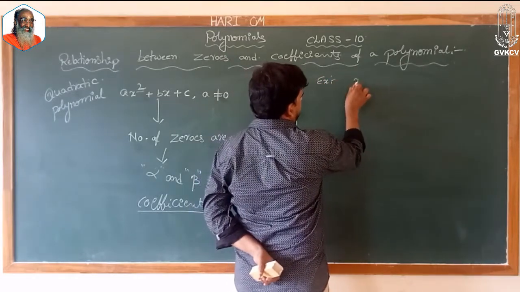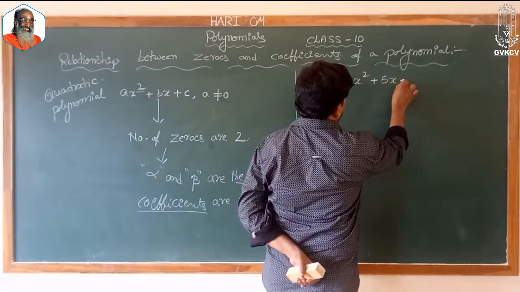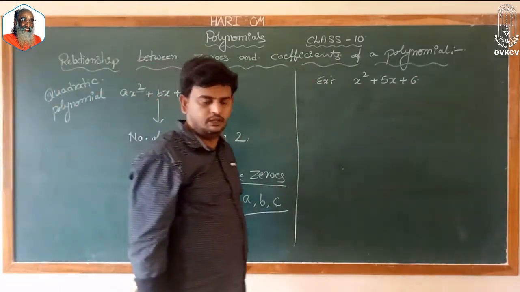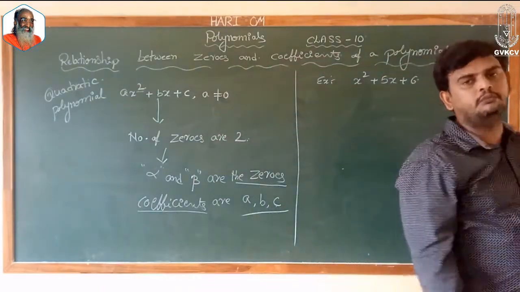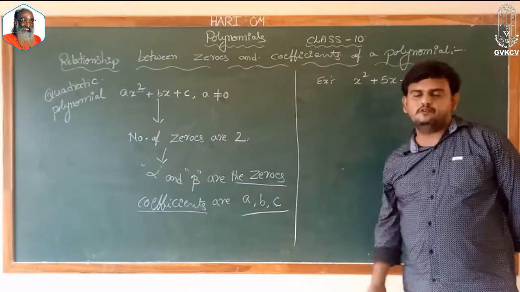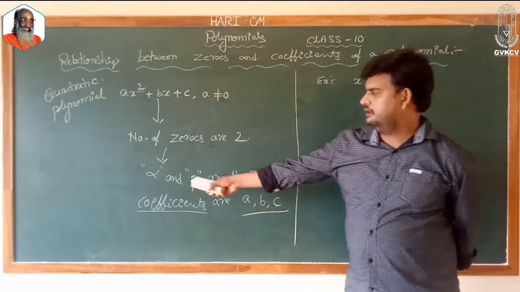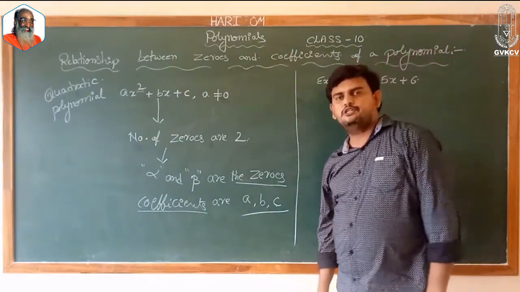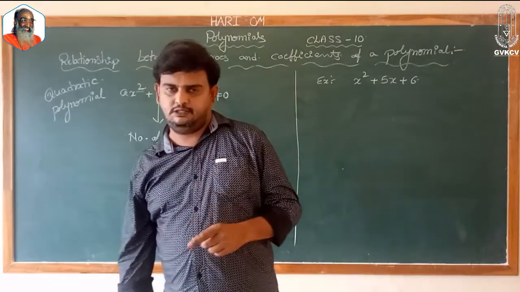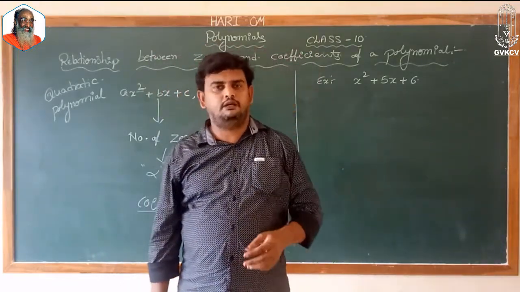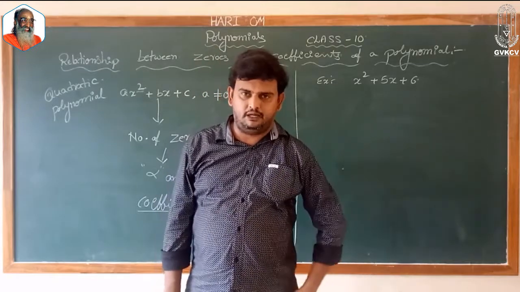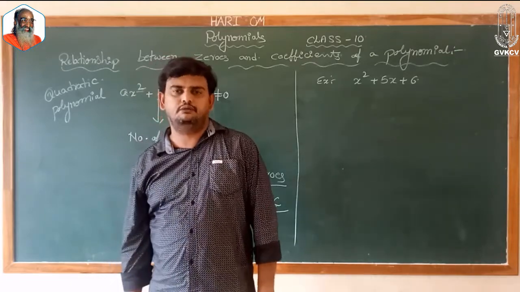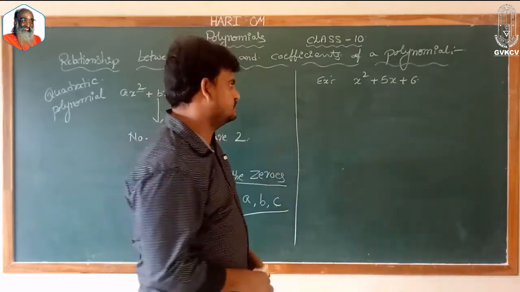Let us say one quadratic polynomial, x square plus 5x plus 6. It is a quadratic polynomial. Now for this polynomial, I want to find the zeros, alpha and beta. We can find the zeros by using two methods. First method, using the factor theorem. Second method, using factorization. Because it is a second degree polynomial, I can go for factorization. Let us go for it.